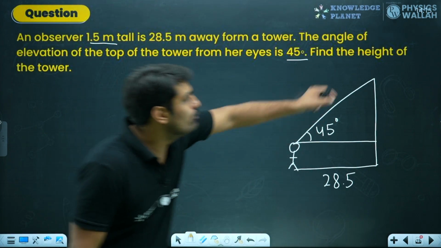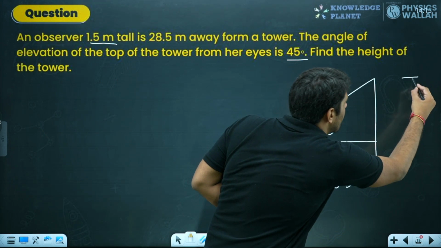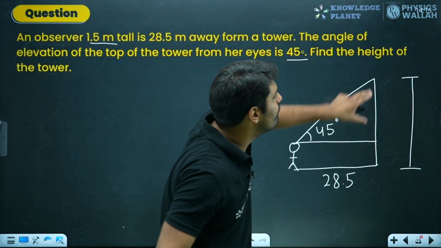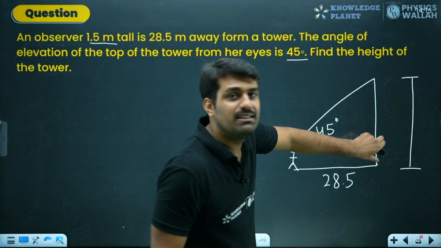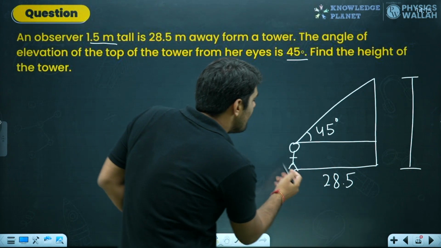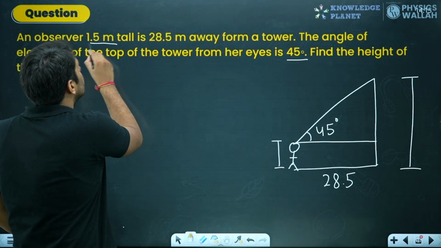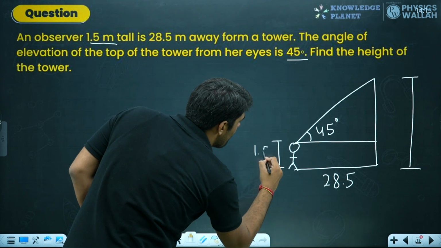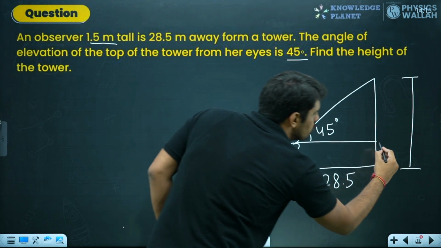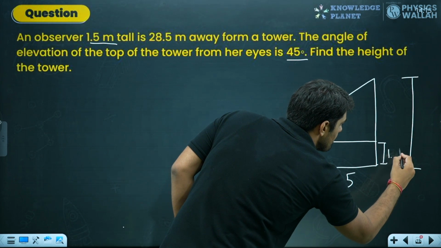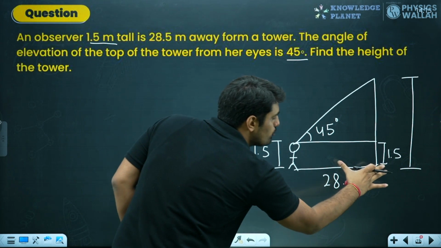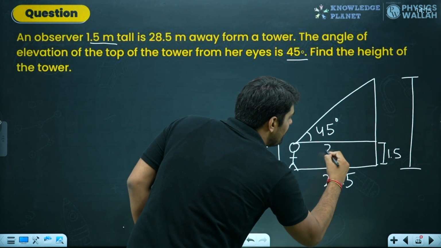Now, they're asking the height of the tower. This is the height of the tower from this point to this point. Don't get confused, only this much is the tower height. This is the person height. If the person height is given to me as 1.5, let's make use of it. This is 1.5 over here, so this distance over here will also be 1.5. Similarly, if this distance is 28.5, this will also be 28.5.